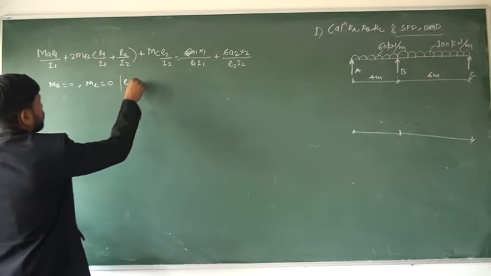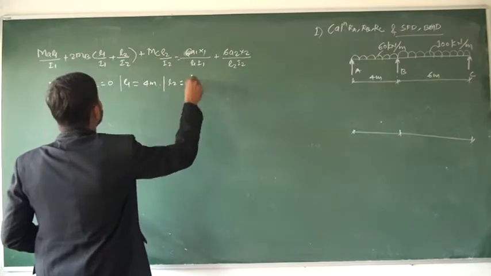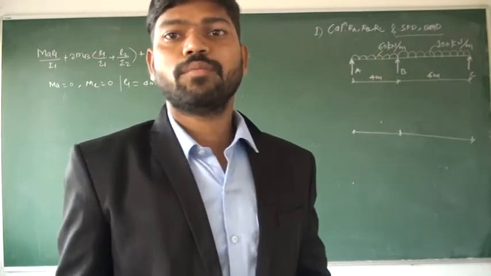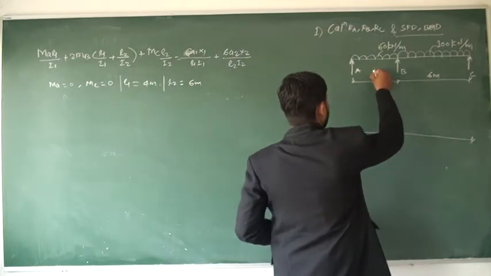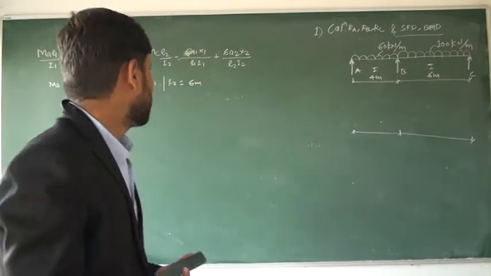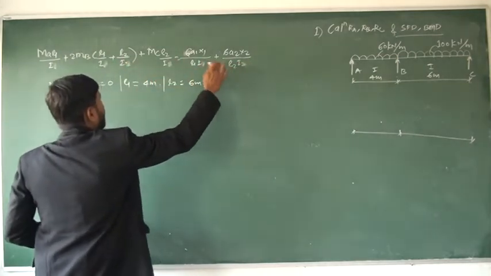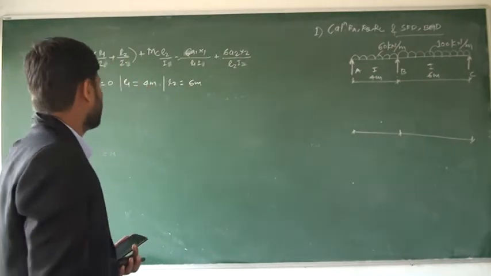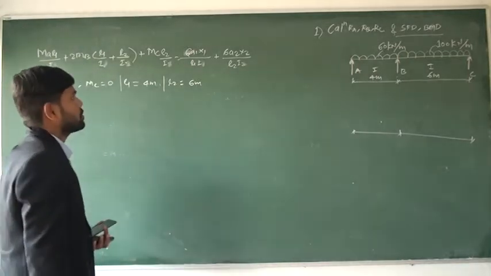Then L1 is 4 meter, L2 is 6 meter. Now the moment of inertia is not given, so we will assume that the moment of inertia is constant throughout the beam length. So the moment of inertia for AB and BC is the same, I. So this term I will get cancelled from all the terms. What is remaining is 6A1X1 divided by L1 and 6A2X2 divided by L2.